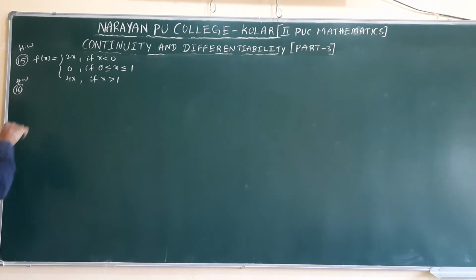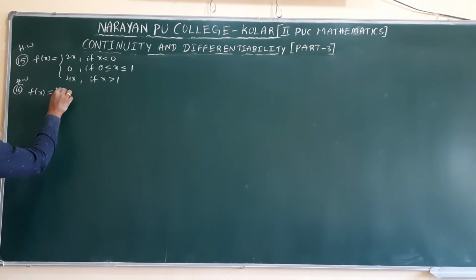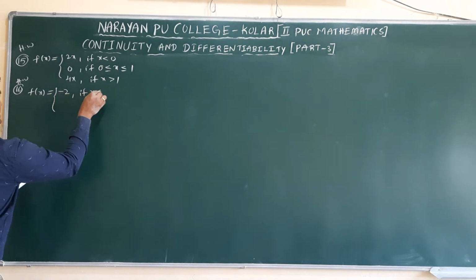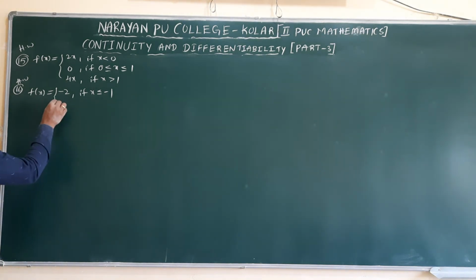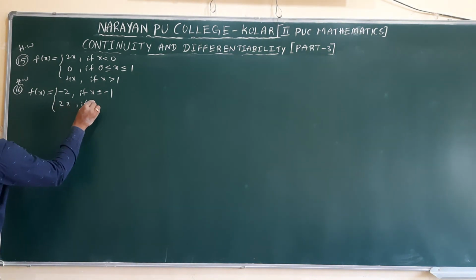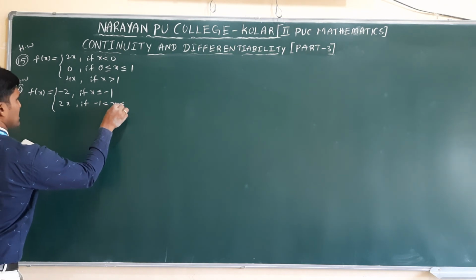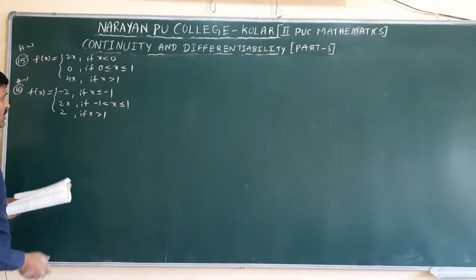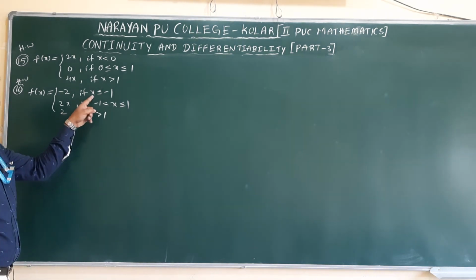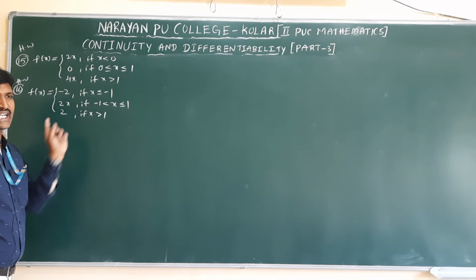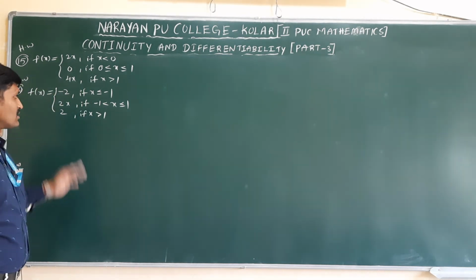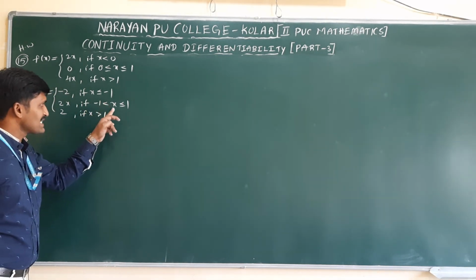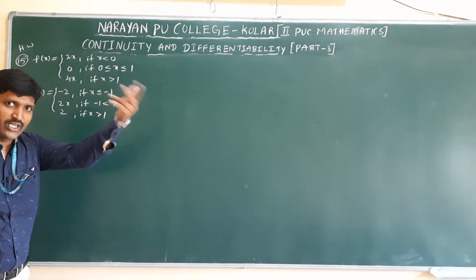Homework, do the same models. I have already discussed so many questions of this type. F of x equals minus 2 if x less than or equal to minus 1, 2x if minus 1 less than x less than or equal to 1, 2 if x greater than 1. Here also, first x is equal to a is less than minus 1. Next, second case is x is equal to minus 1. Third case is minus 1 less than a less than 1.